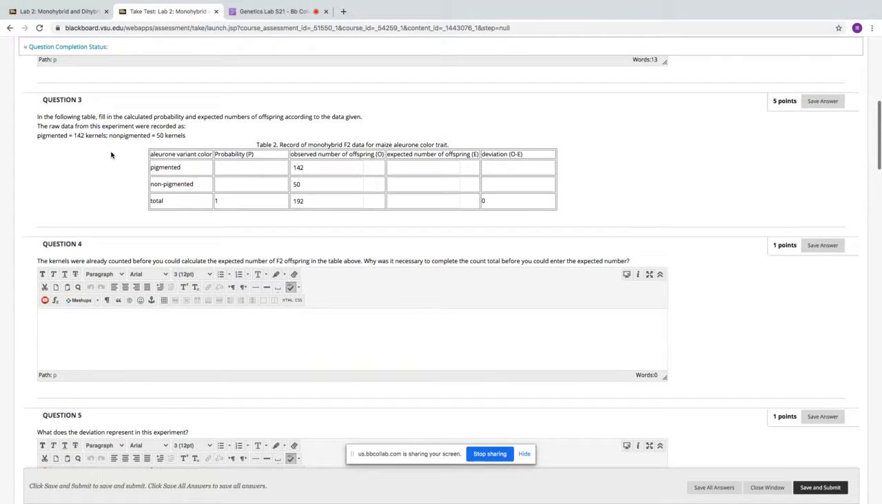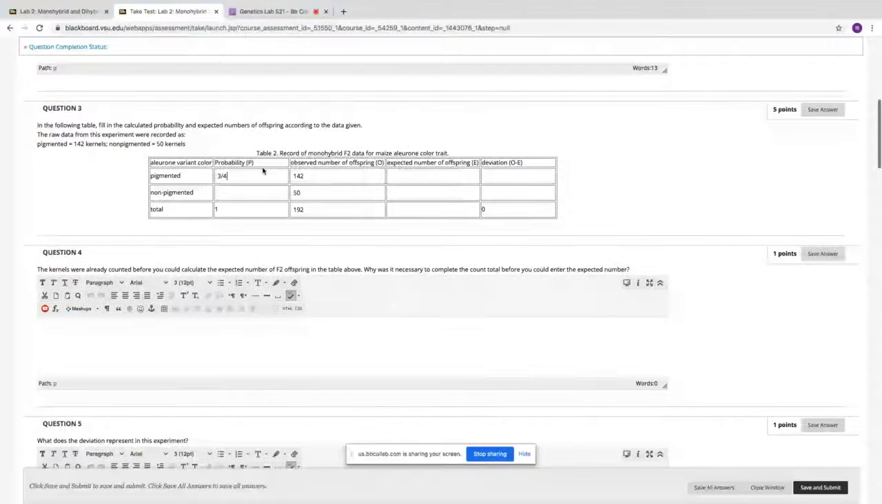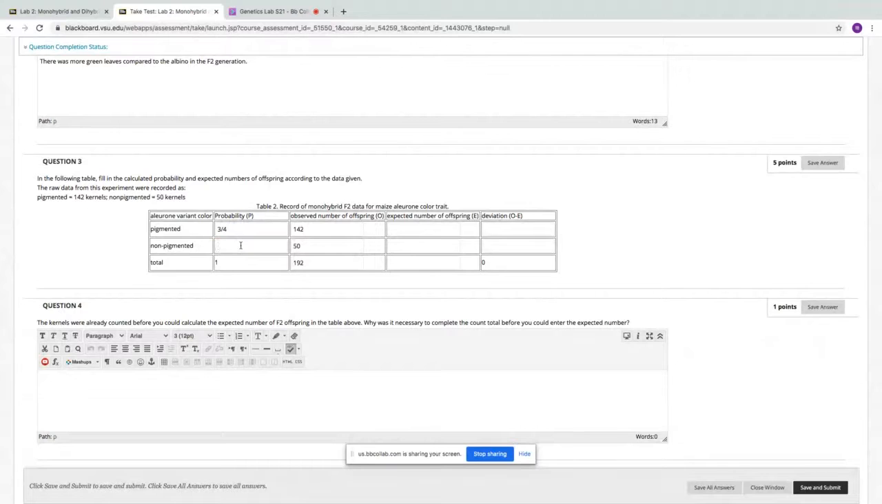Okay. So F2 generation for monohybrid, the probability is 3 to 1, right? For dominant versus recessive, the phenotype. For monohybrid, yeah. Okay, so that's 3 out of 4, and then 1 out of 4.